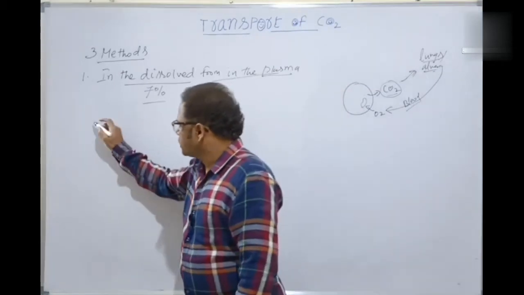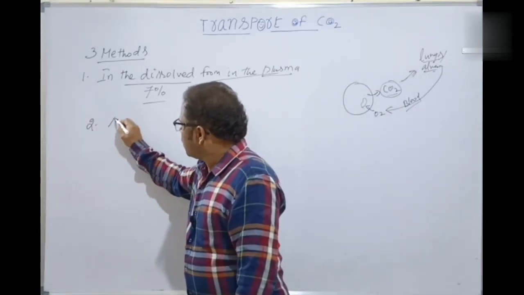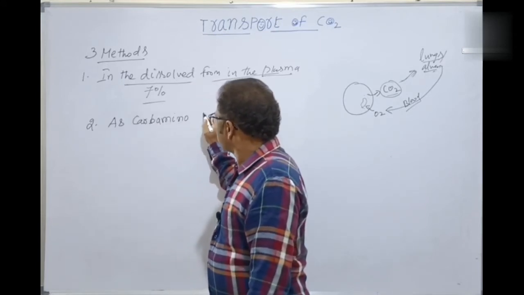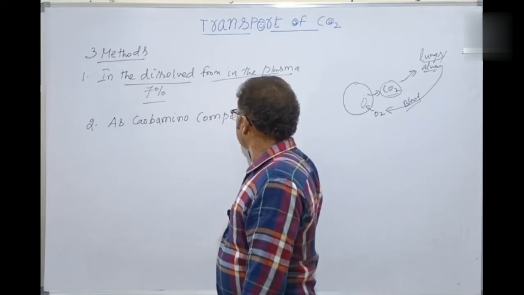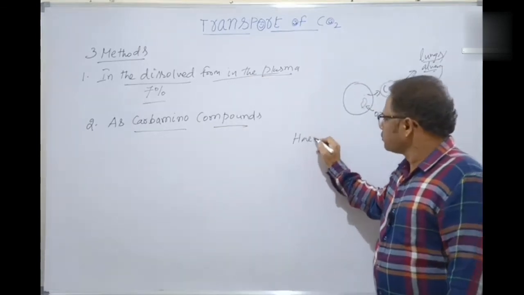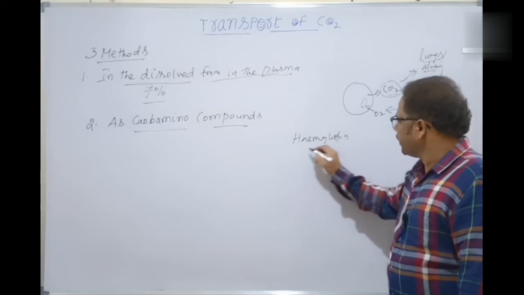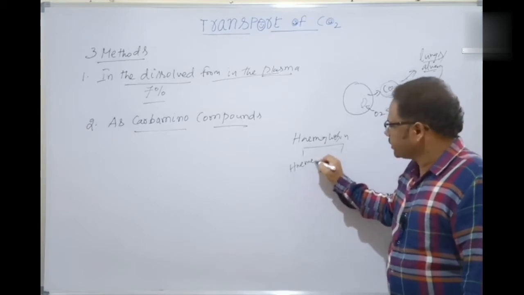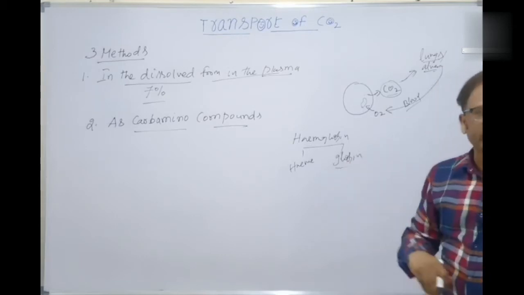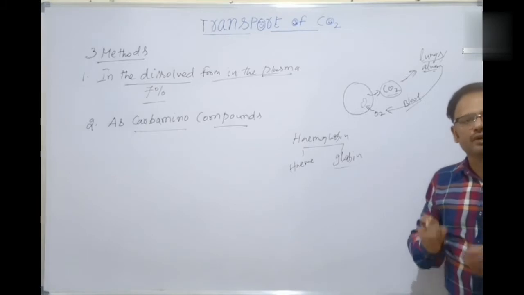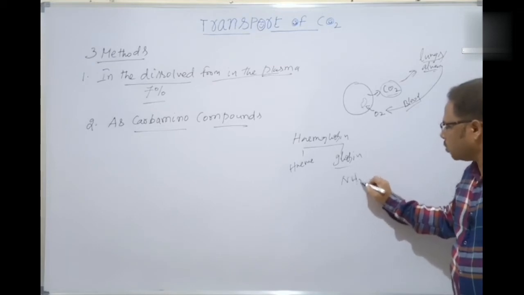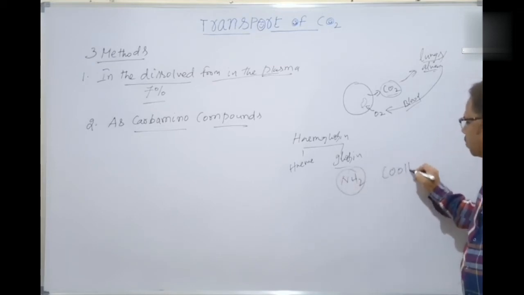So the next one is the second method, carbamino compounds. The hemoglobin contains two components. One is the heme part, as I explained in the previous lectures, and the next one is the globin part. Globin is a protein which contains polypeptides, and the polypeptides are made of amino acids. The amino acid contains an NH2 group, and the other is a carboxyl group, that is the COOH group.